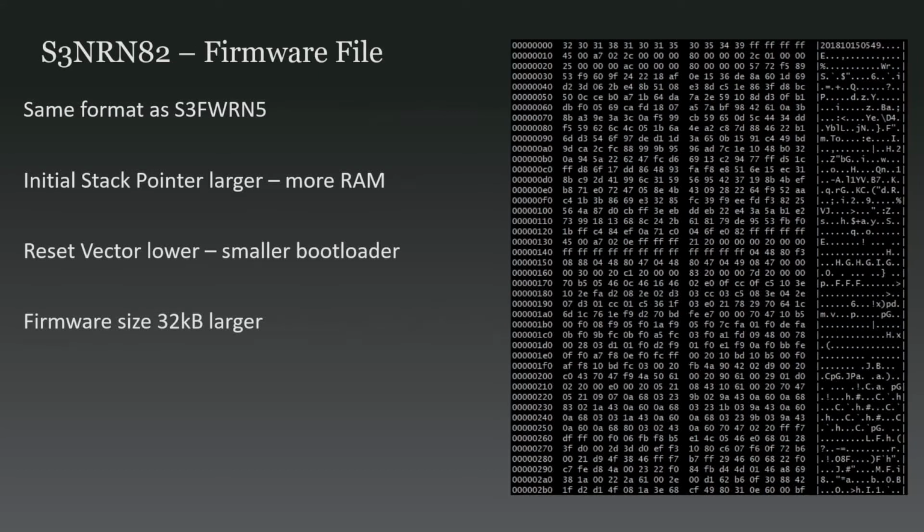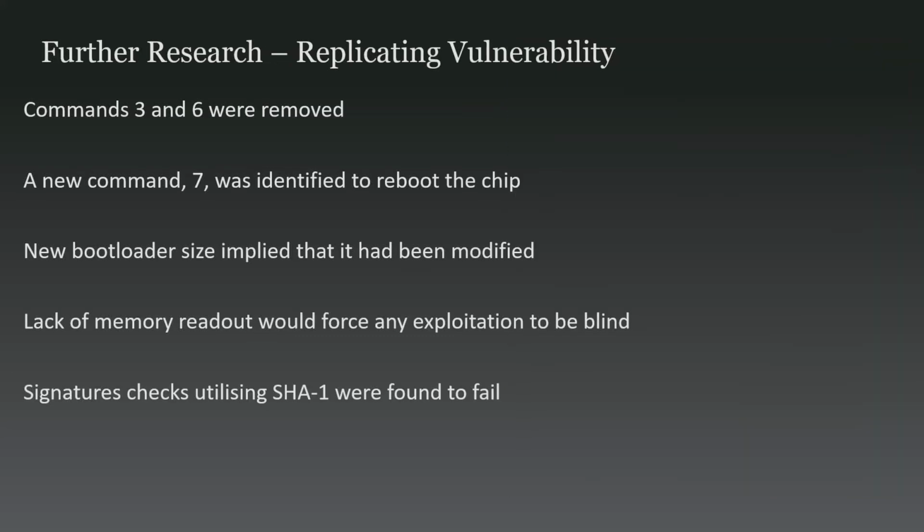The firmware file was found to be almost exactly the same as the F3FW RN5, at least in formatting, so it had the same metadata signature and firmware payload. However, the reset vector of the firmware, which was found at the top of it, was much smaller, implying that the bootloader had been modified to be smaller, and the firmware size was 32 kilobytes larger, which was corroborated with what was on the datasheets on Samsung's website.